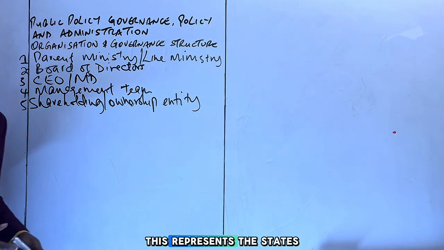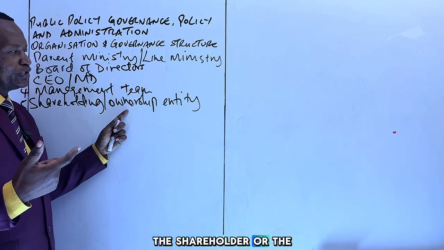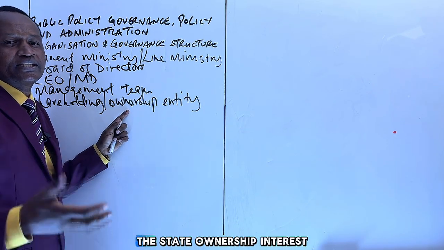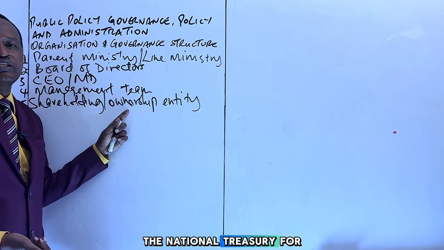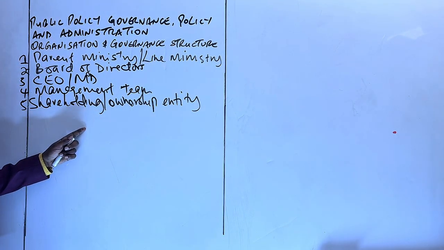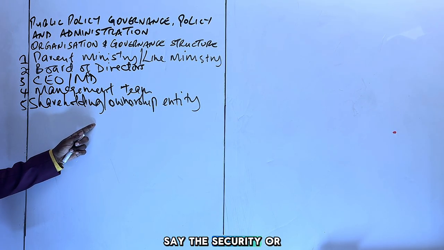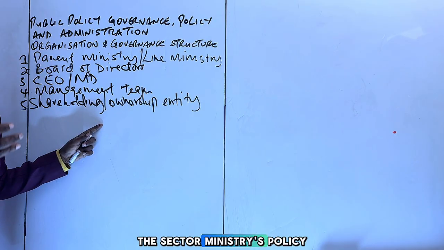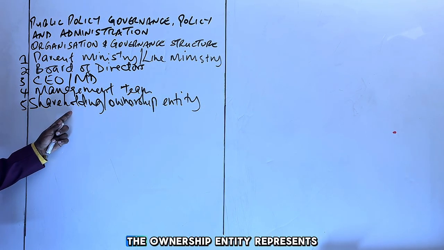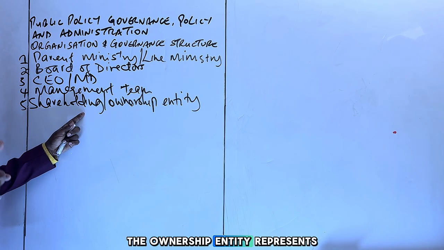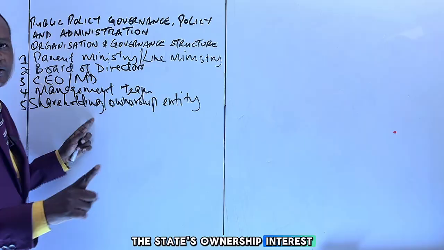The shareholding or the ownership entity is the one that represents the state's ownership interests. And this could be the National Treasury for shareholding matters, which is distinct from, say, the sector ministry's policy role. You understand? Yes, the ownership entity represents the state's ownership interests.